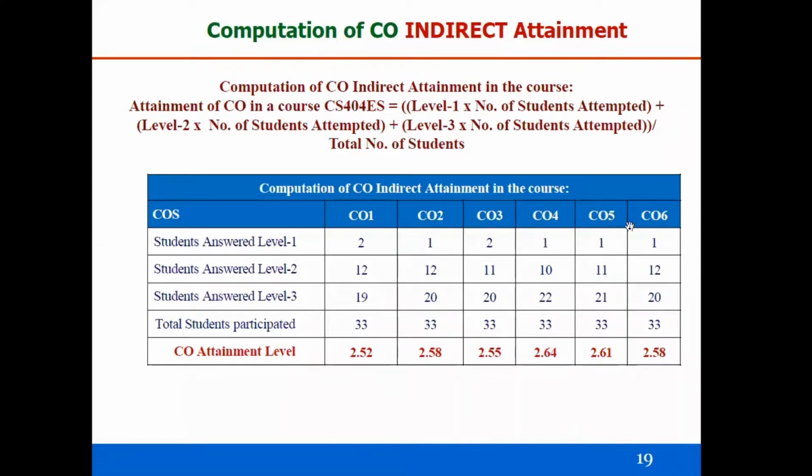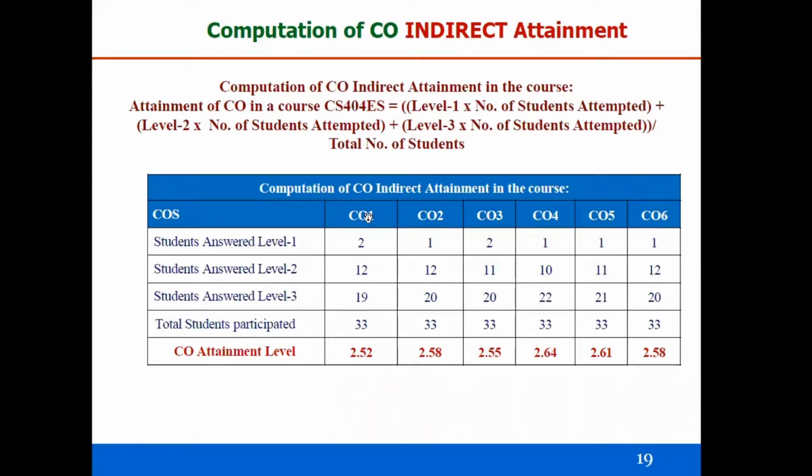CO5, 6 also with level 1, only 1 student attempted. Then coming to number of students answered level 2 CO wise. So CO1 with level 2, 12 students attempted. Then CO2 with level 2, 12 students. CO3 with level 2, 11. So then CO4, 10. Then CO5, 11. Then CO6, 12. Then coming to level 3.